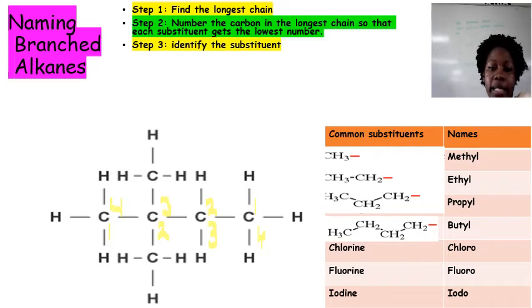The next thing is we need to identify the substituents. Okay, so what is this substituent called? What is his name? So we have one substituent here, and then we also have one substituent here. Now, if we look on the right-hand side, a substituent with the CH3 group, we call it a methyl group. So that is the name of our substituent. So we know that our substituent is called methyl.